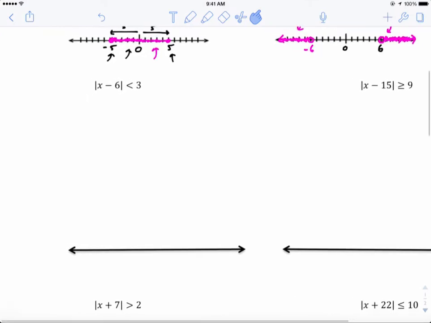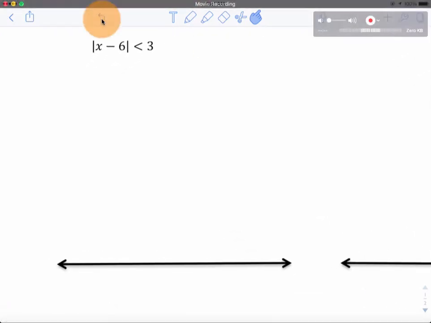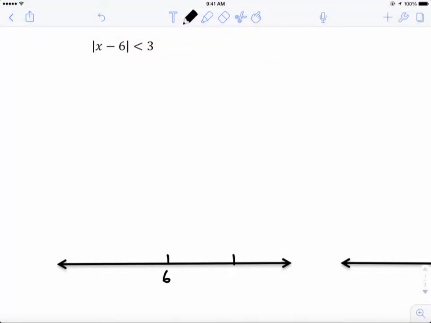So I'm thinking we're trying to find all numbers whose distance from 6 on the number line is less than 3. So here's 6 on the number line. If we were to go 3 to the right, we'd have 9, which we know is too far, so I'm going to do an open circle.